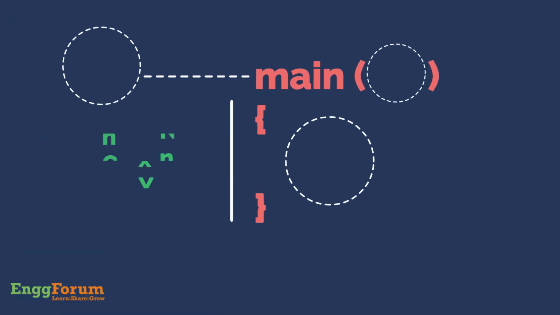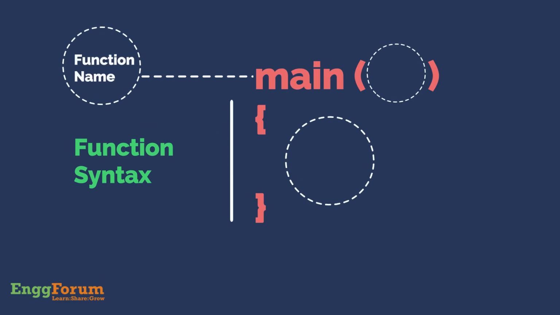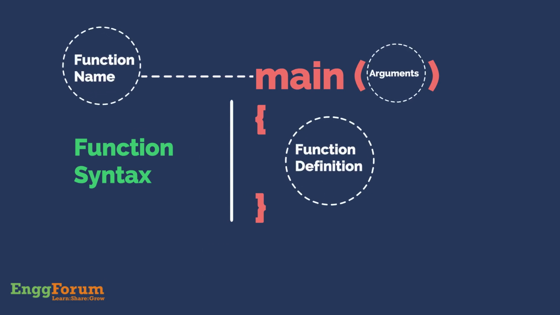A simple C program will have at least one function. Yes, you spotted it right, the main function. Just below the header files, we have the main function. If you have a closer look at the main function, you can see the syntax of a function.